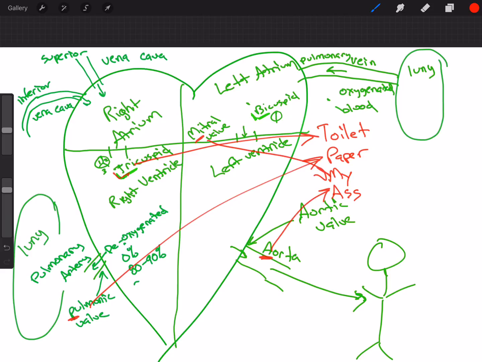So maybe you shouldn't describe the valves that way if you're talking to a doctor, but we're paramedics and we will use any way of remembering that helps us remember it. So that is the basic structure of the heart.